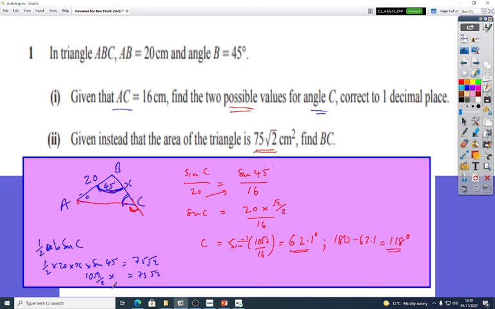Now if I simplify that, 10 over 2 is just 5, so I've got 5 root 2 times X is going to be the same as 75 root 2. So what do I multiply 5 by to give me that? I can just divide it through. Either way I do it, I'm going to get 15. So BC must be 15. This one is going to be 15 centimeters.